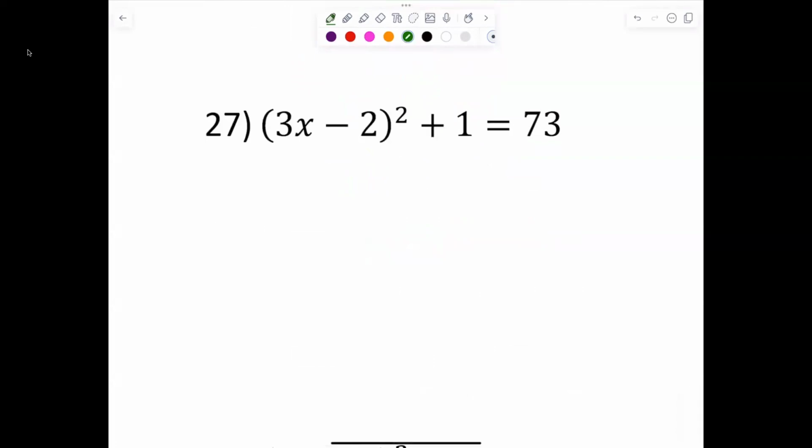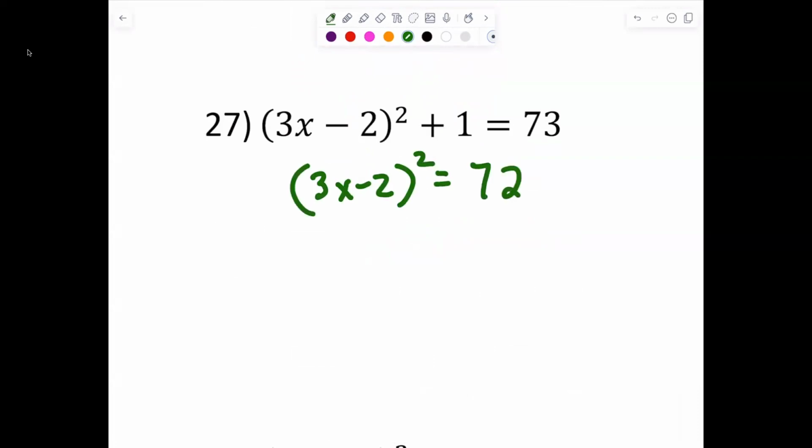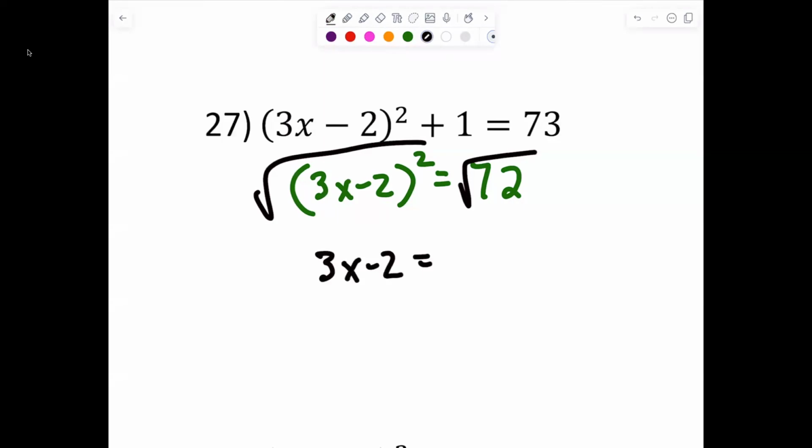What do I have to do first? Subtract 1. So now I have 3x minus 2 squared equals what? 72. Now I have to do what to both sides? Take the square root of both sides. Now I know it's been a while. Who remembers what the square root of 72 breaks down to? 9 and 8 is okay, but there's a better one. Thank you very much. 36 and 2. All right. What's the square root of 36? So it's plus or minus 6 radical 2.